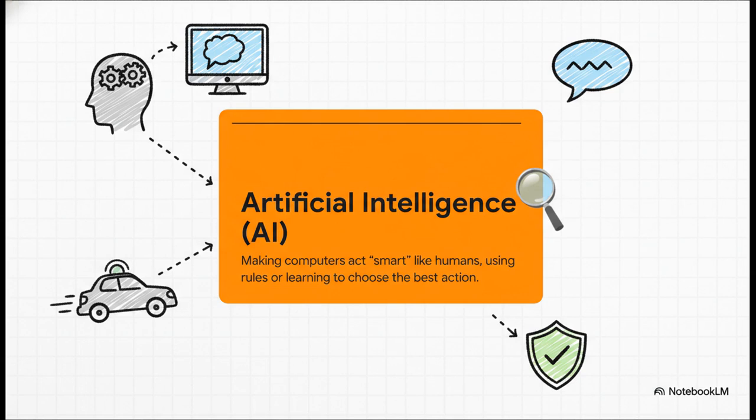Okay, so at the very, very top of everything, we have artificial intelligence, or AI. You should think of this as the biggest possible umbrella, the ultimate goal, just making computers act smart like we do. Like a receptionist who uses their own judgment to figure out who to route a call to. Any system that makes a choice based on its situation, well, that falls under this massive umbrella of AI.